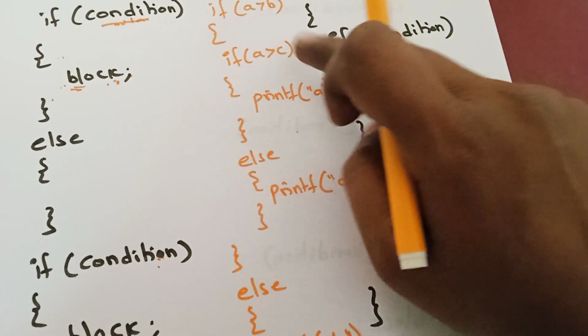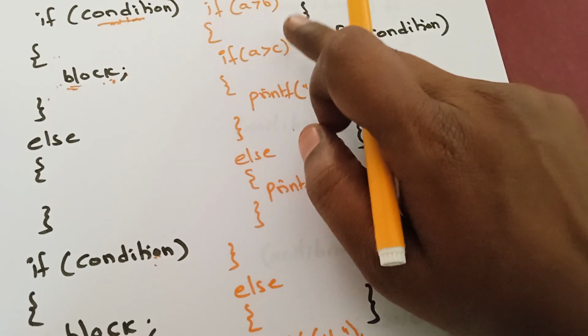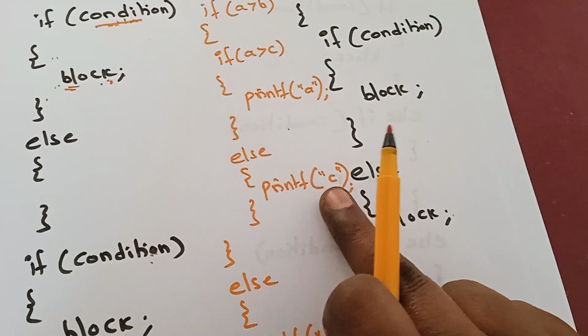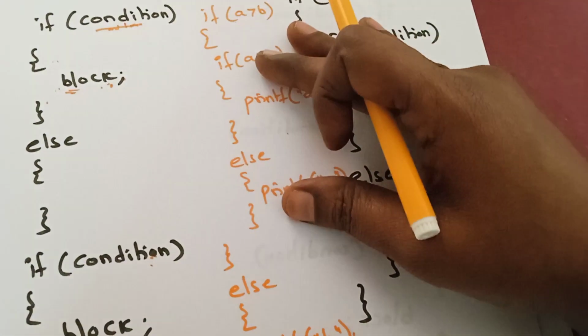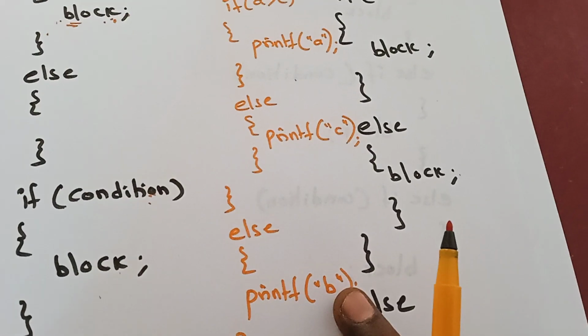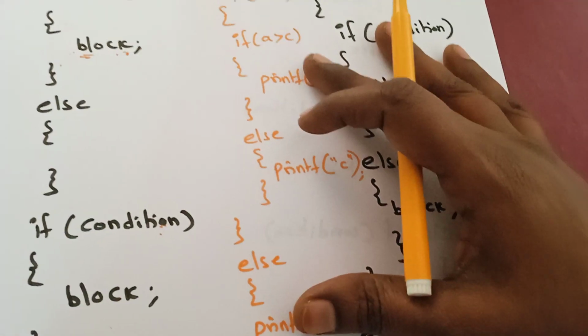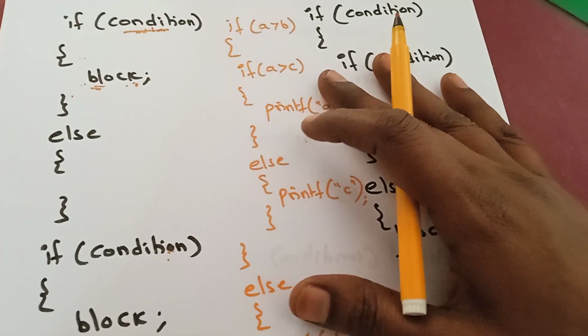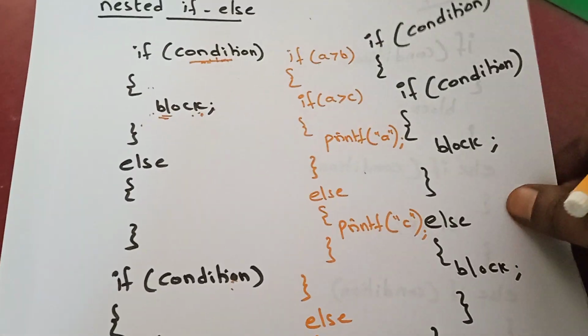If this condition fails, what does it mean? That you are printing C. If this block fails, what does it mean? A is not big, so which will be big? B is big. In that way you have to understand the condition. So this is all about nested if else.